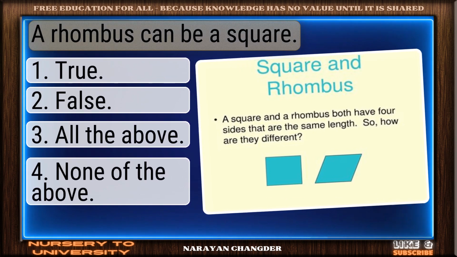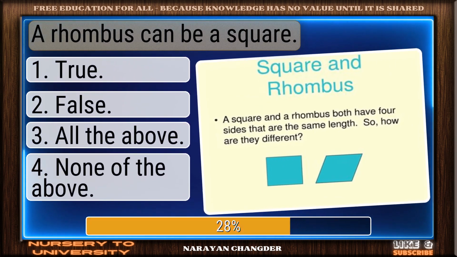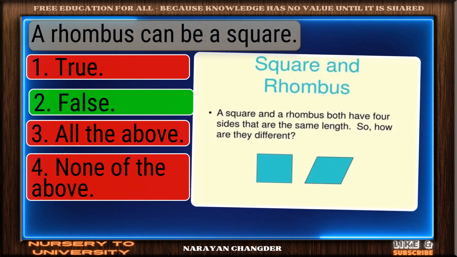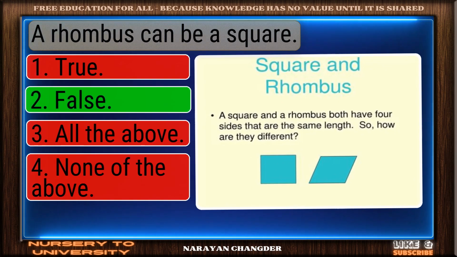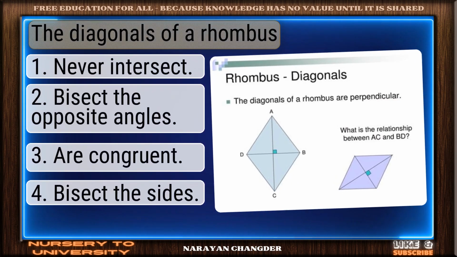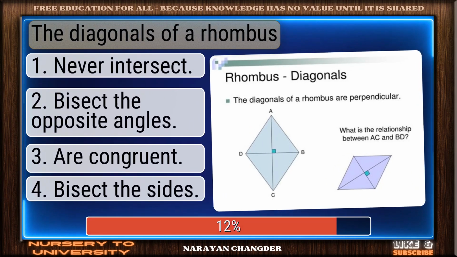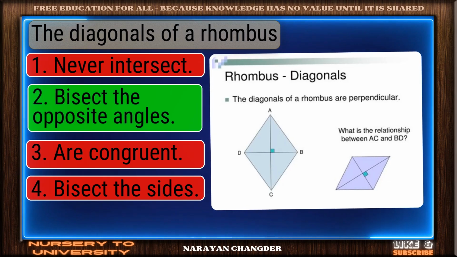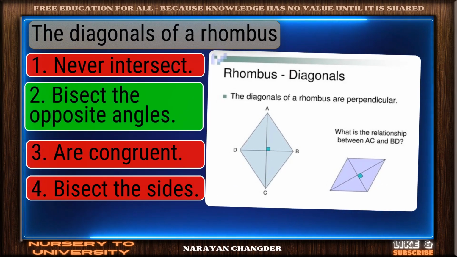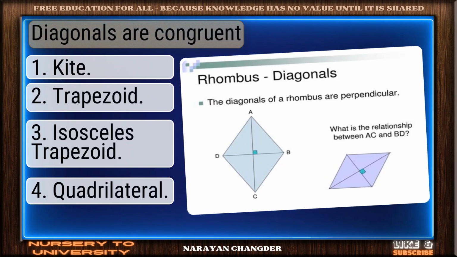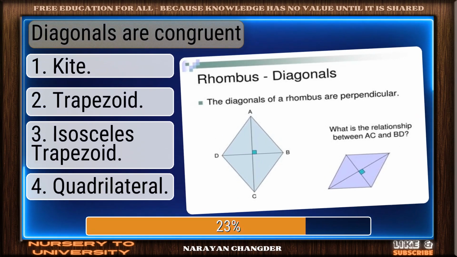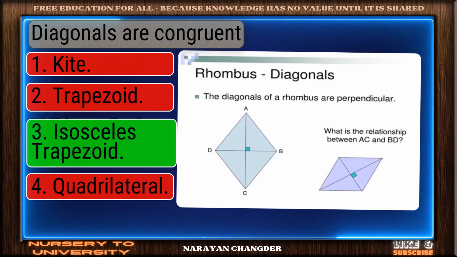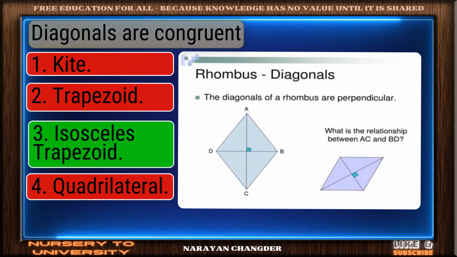Question number 122. A rhombus can be a square. Nice selection. False is the correct and valid answer. Question number 123. The diagonals of a rhombus. You chose bisect the opposite angles, and it is correct. Question number 124. Diagonals are congruent. Smart move. Isosceles trapezoid is an accurate answer.